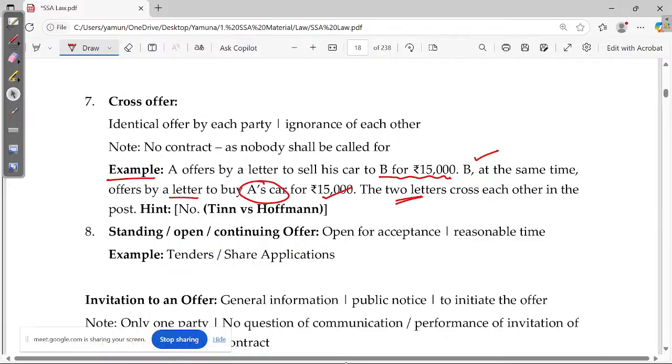Here, the two letters cross each other in the post, and this happened in the case called Tinn versus Hoffman. See, we are following English law, so you cannot write Marasamy or Munasamy. You have to write Tinn and Hoffman only. So Tinn versus Hoffman, and please make a note of this one. No contract will exist as nobody can be called for.